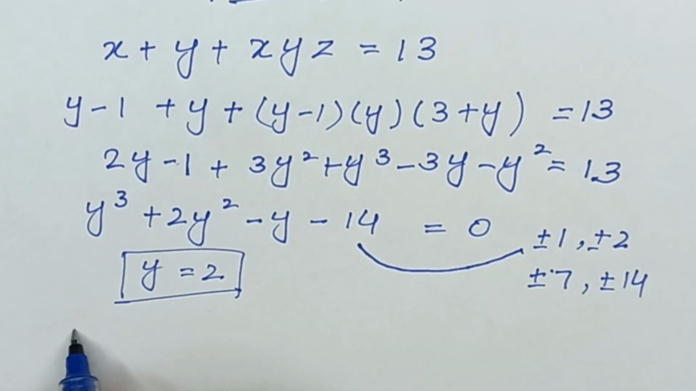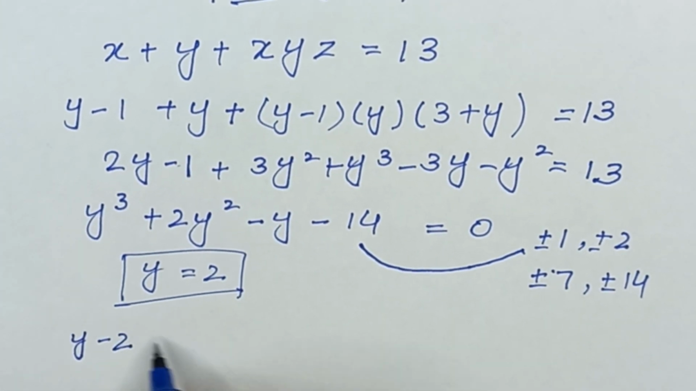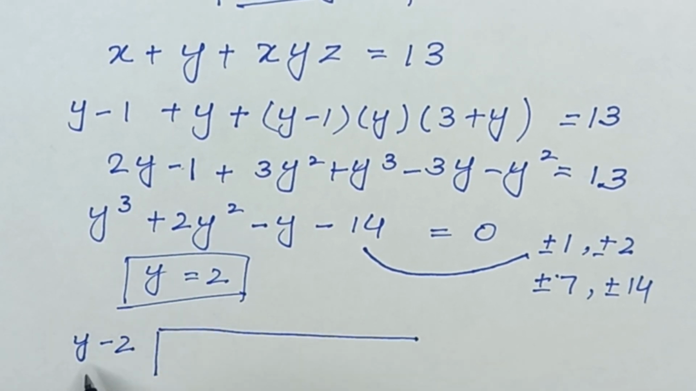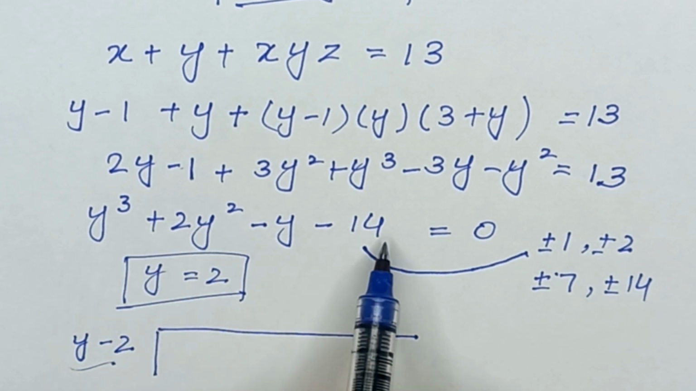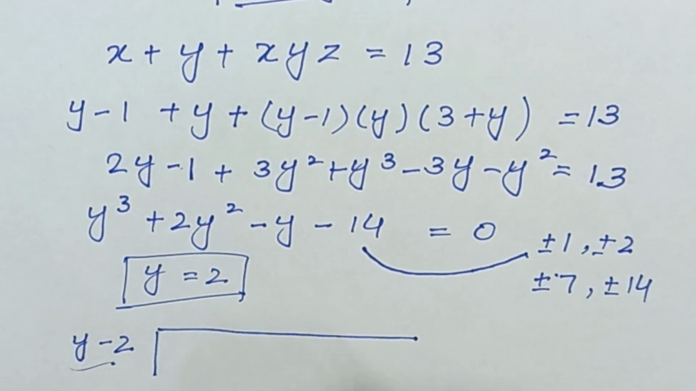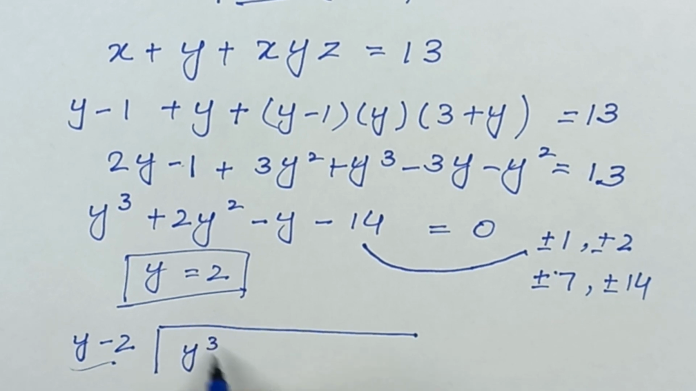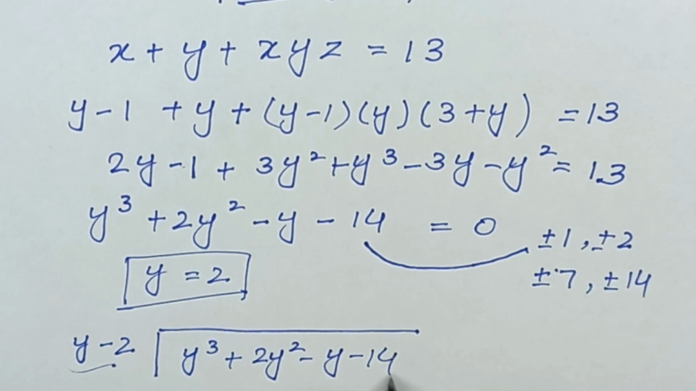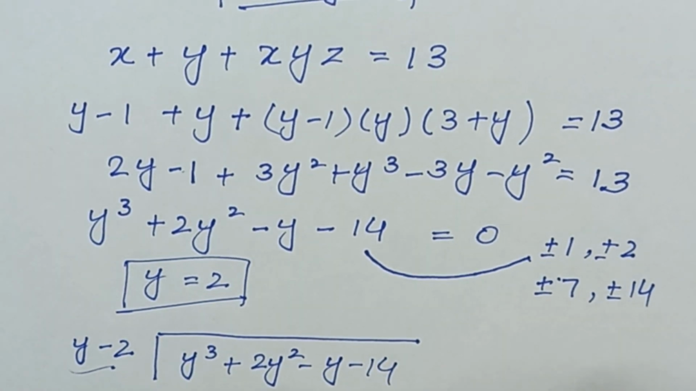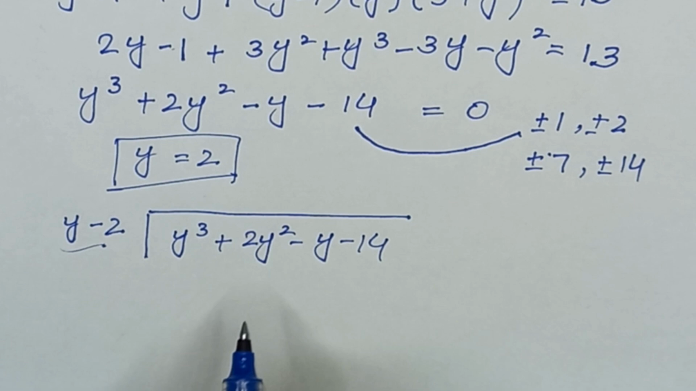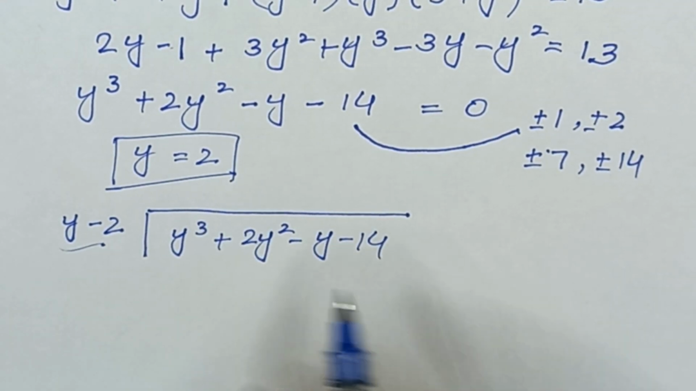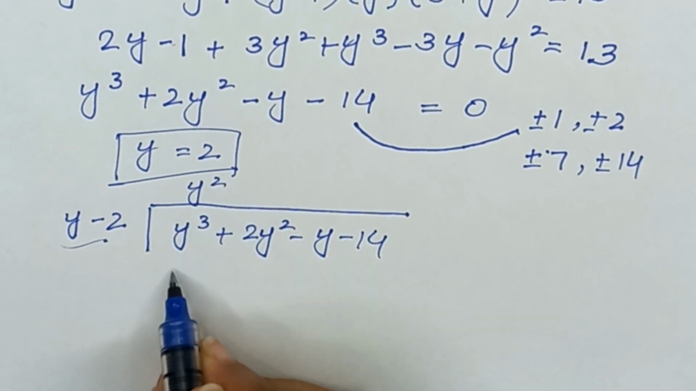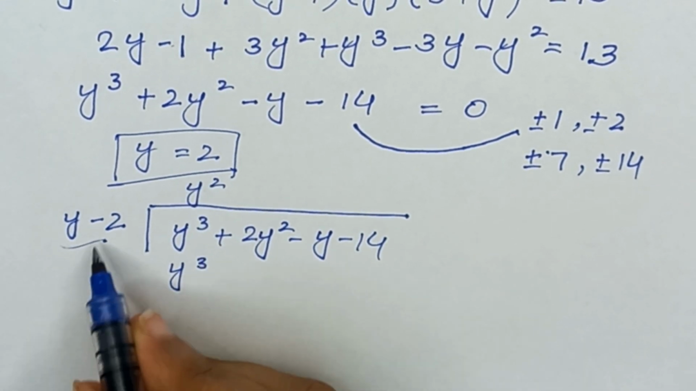So if y minus 2 is a factor of the polynomial, then I will get another polynomial, which will be a quadratic equation, when I divide this polynomial by this factor. So y cube plus 2y square minus y minus 4. I will use here the long division method. You can also use synthetic division, or you can also use grouping or factorization. So I have to make this y cube, so I will multiply with y square, so it will be y cube minus 2y square.